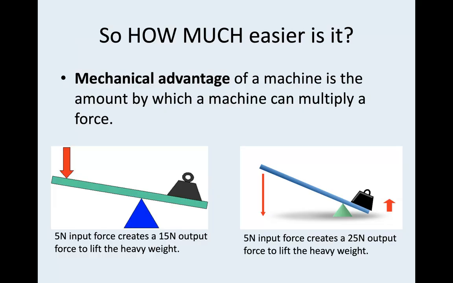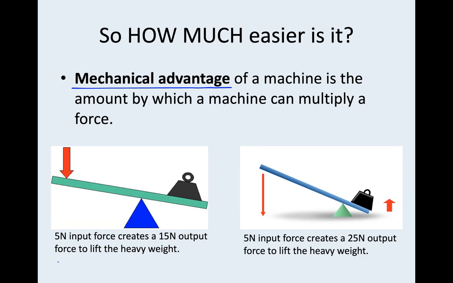So how much easier? Right, this is mechanical advantage. This is the advantage of using the machine. So it is the amount by which a machine can multiply a force. Typically, you want a machine that will multiply it more. Right? That shouldn't be a surprise. It's making your life easier.